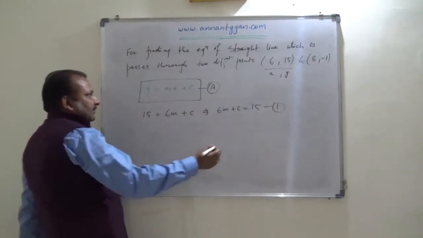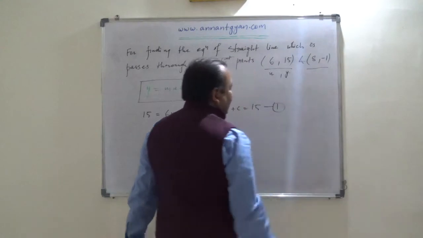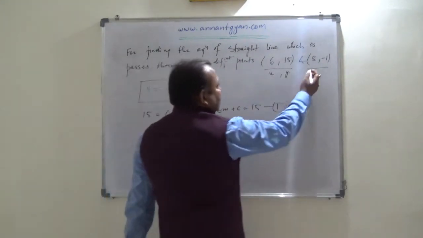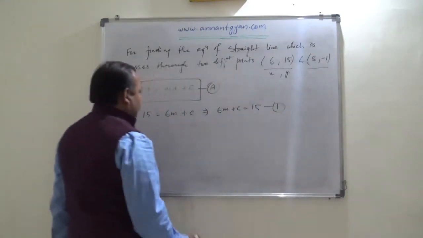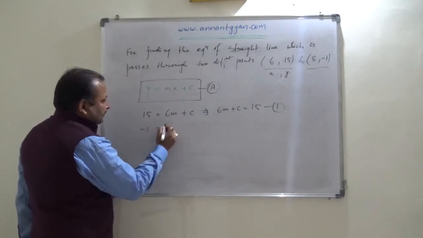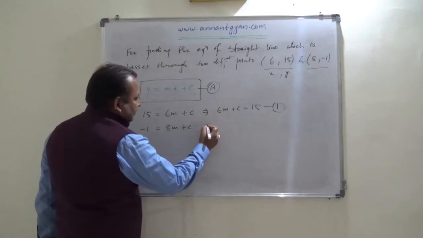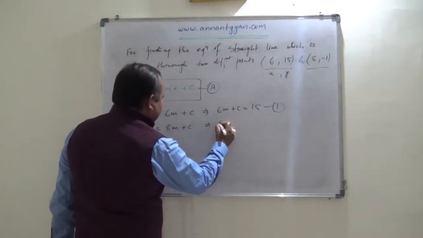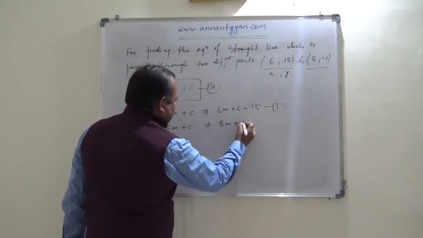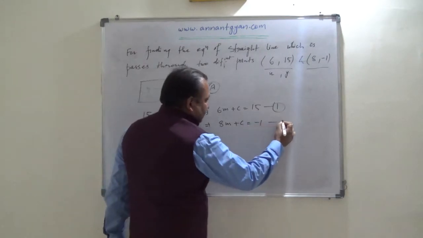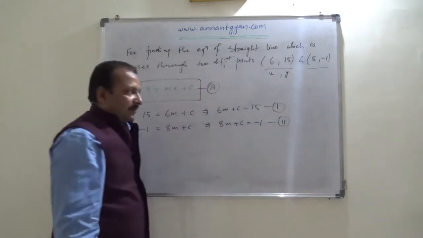Second one is, if we are considering this point, here the x value is 8 and the y value is minus 1. So minus 1 is equal to 8m plus c. So we write here 8m plus c equal to minus 1. This is the second equation.